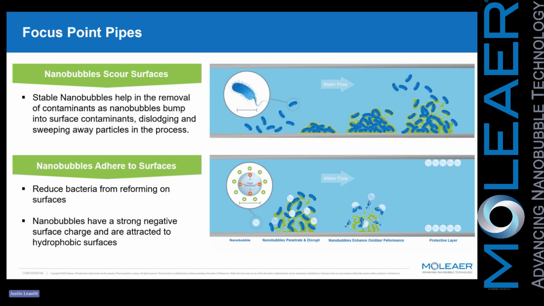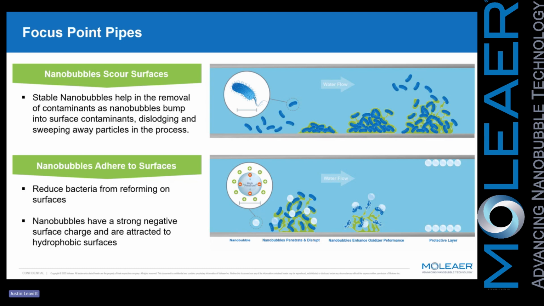But when we combine nanobubbles and that oxidation, we see significantly better results. The reason for that is that the nanobubble is providing a different mode of action. They're actually removing these contaminants. Keep in mind, there are trillions of nanobubbles in your tank and trillions of nanobubbles running down your lines when you're running irrigation. These nanobubbles are dislodging and sweeping away particles in the process.